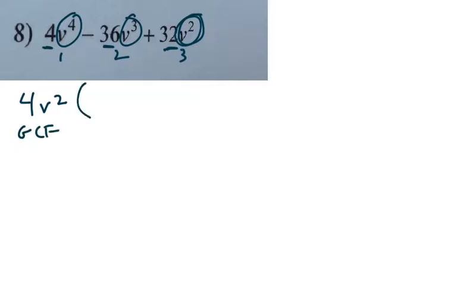All right. We know that v squared times 4v squared is 4v to the fourth. We have a minus. We know that 9v times 4v squared is 36v cubed.